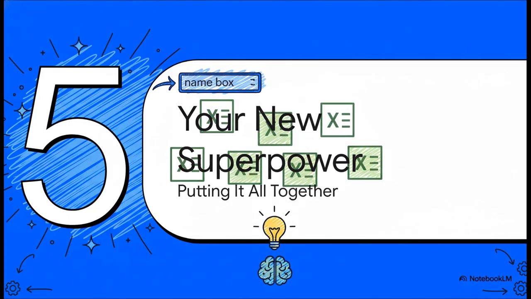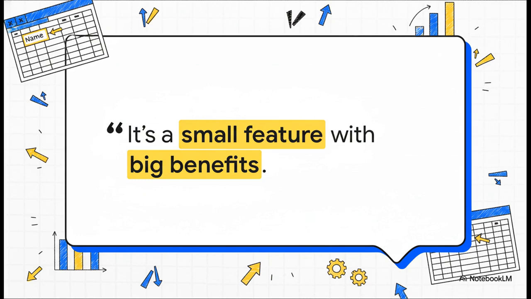All right, let's bring it all home and talk about your new Excel superpower. Seriously, by just mastering this one tiny overlooked box, you've fundamentally upgraded your entire workflow. I think this quote from the source material just says it all. It's a small feature with big benefits. And it's so true. It's easy to ignore, but the payoff in productivity and clarity is just massive.